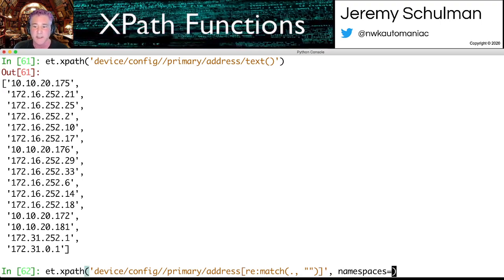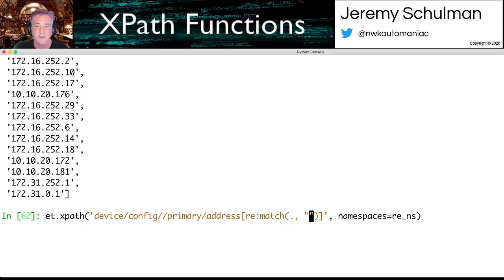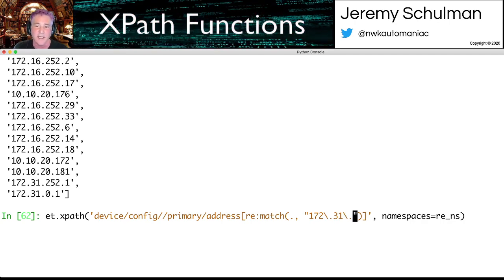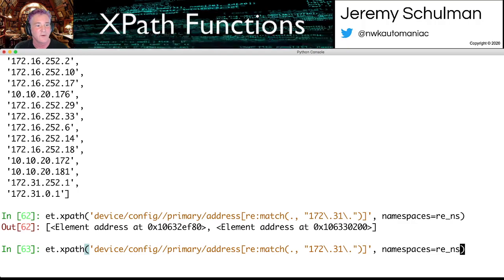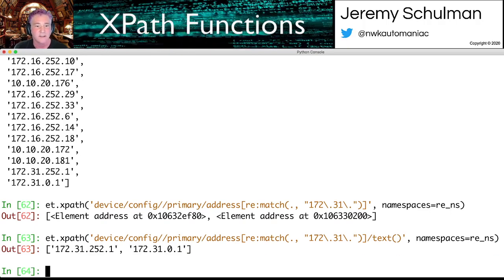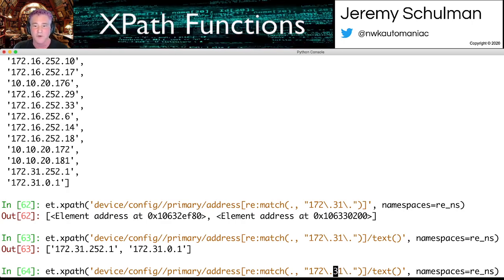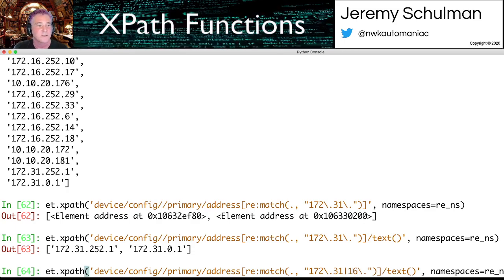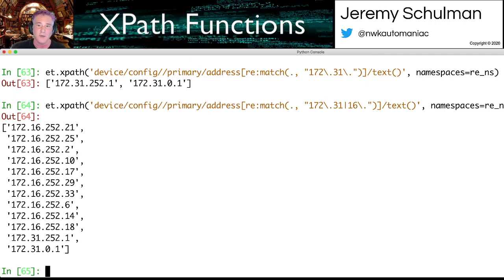Again, I have to say namespaces is going to be my re namespace. So that regular expression could be, for example, 172.31. dot, and then I'm going to say anything. I'll see if this works. So I've got two that match 172.31. And if I wanted to see what that was, I could look at the text. I can say, okay, that's correct. Or if I wanted to look at maybe 172.31 or 16, let's see if this will work, 16. So that gives you the benefit of using regular expression versus contains or starts-with. That's kind of nice.